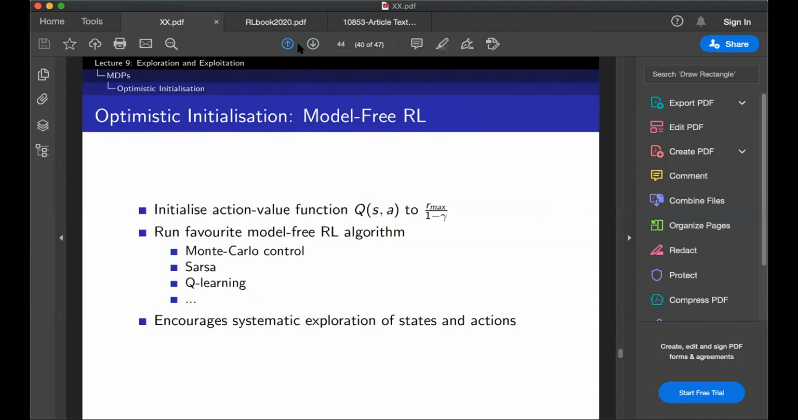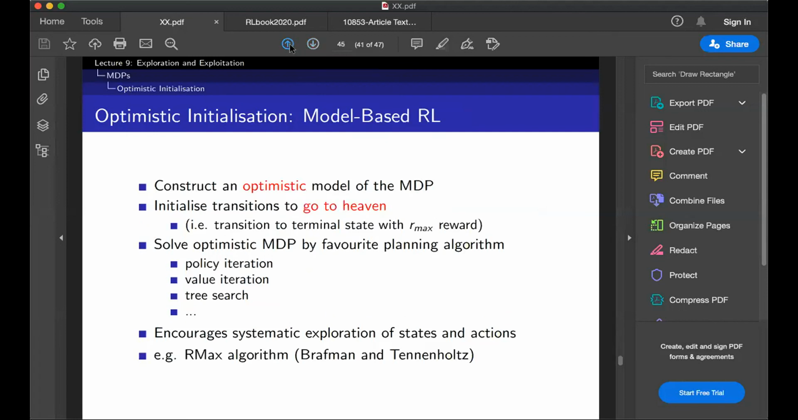And then again, you can have optimistic initialization for model free versus model based. In model based, you're essentially making an assumption that for some transition for which you do not have information, you just assume that you're getting the maximum reward, which is essentially what he is saying as go to heaven. That way you are collecting information to improve your model. Once your model becomes better, you can plan better and have better results overall. The example of it is RMAX. I've heard about RMAX earlier also in some other context, so in my mind, this is a very, very popular algorithm.